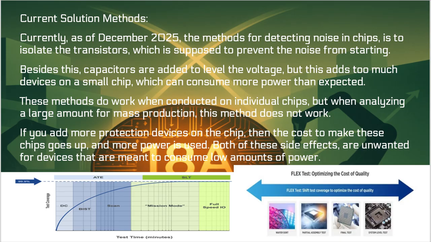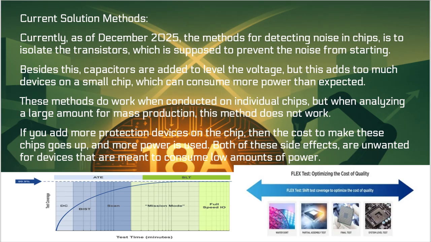Now I'll discuss some possible solutions and methods, and then ultimately, at the end, I'll discuss the ultimate solution, what I think is the best method to solve this problem. So, current solution methods, and current refers to as of December 2025. The method for handling noise is to isolate the transistors, to not get them very close to each other. What this is supposed to do is prevent the noise from initially starting. It's not even supposed to happen.